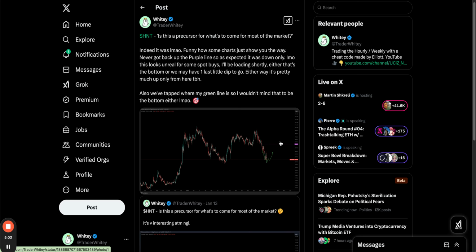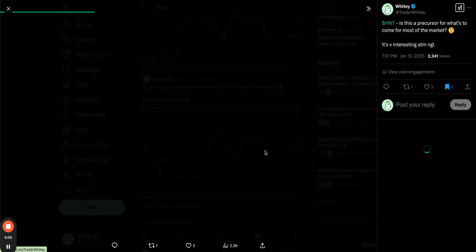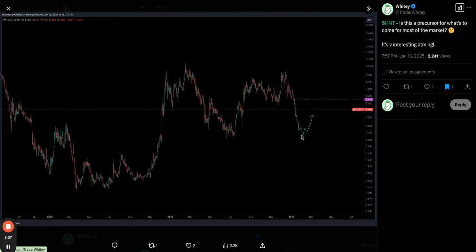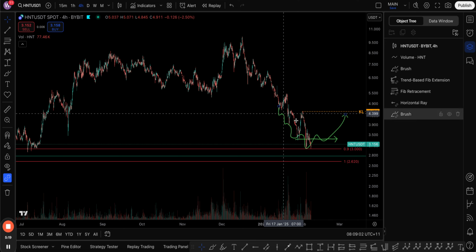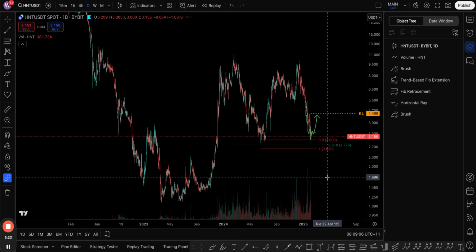Yeah, so HNT, Helium. We actually showed this a while ago, obviously coming down to meet this key swing of support. It did actually end up being a precursor for the market as well, which was pretty interesting. But yeah, we've come down to this level now. Personally, I'm scooping shitloads of this up as well.